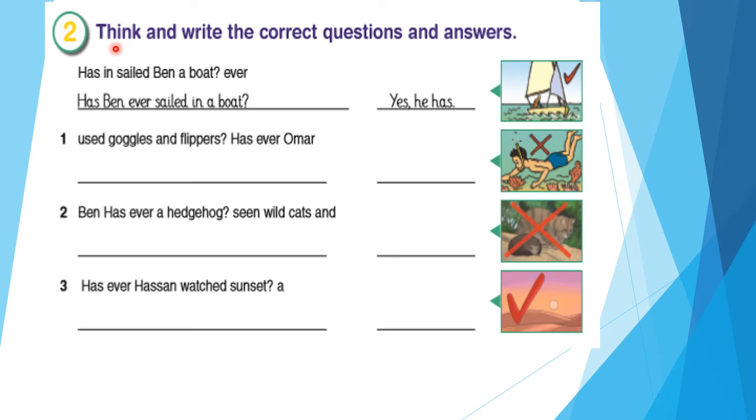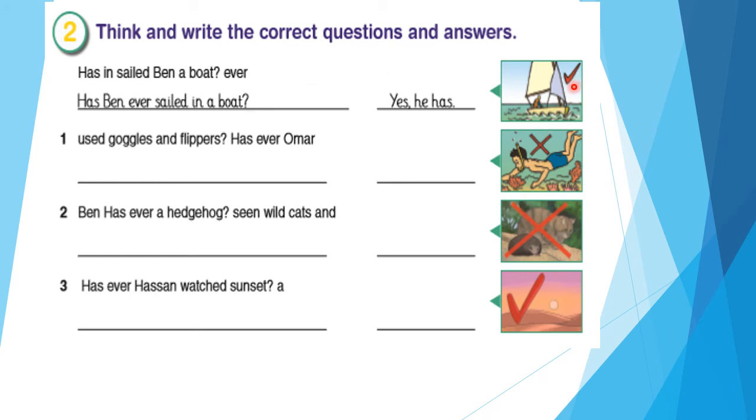Now look at question 2. Think and write the correct questions and answers. In this question, you have two questions in one. The first one, you have to reorder the words to form a question, and the second one, you have to answer it. Here is an example. Read it. Has in sail been a boat ever? The question is reorder it. Has he ever sailed in a boat? Don't forget at the end question mark.